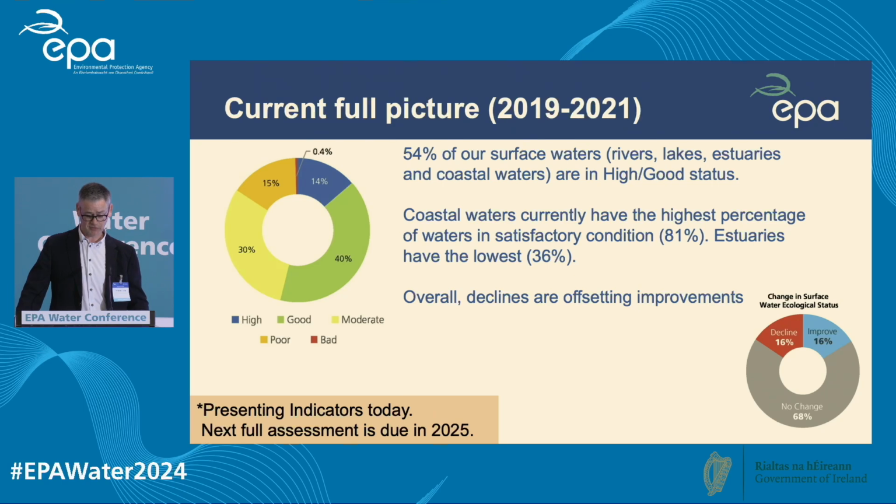When we looked at the data, the coastal waters were currently performing the best at 81% of them being in satisfactory condition, and our estuaries had the lowest water quality overall at only 36% being in satisfactory condition. But what we noticed overall was that we were seeing improvements, but we were also seeing an equal amount of declines, and you can see the pie chart there. There was no change in 68%, but the declines and the improvements were just cancelling each other out.